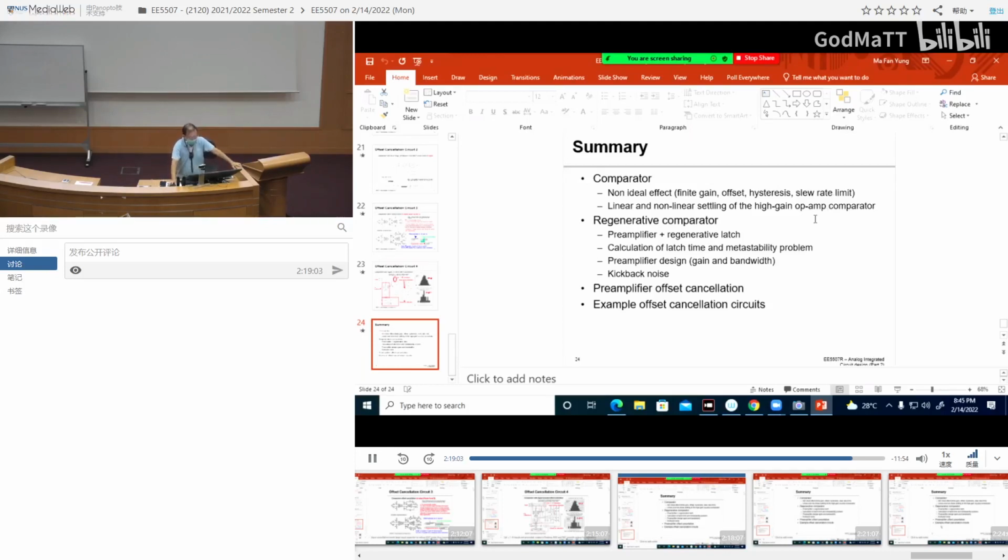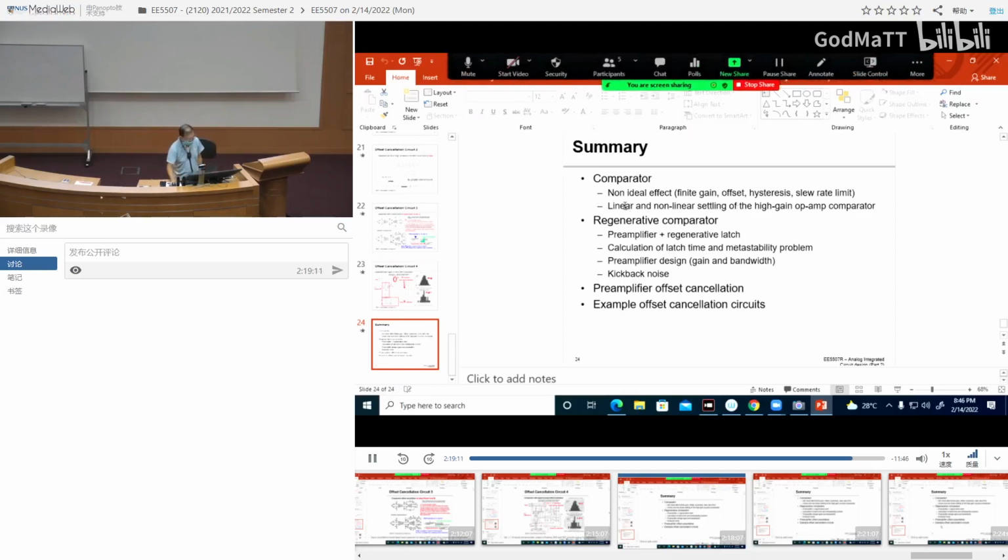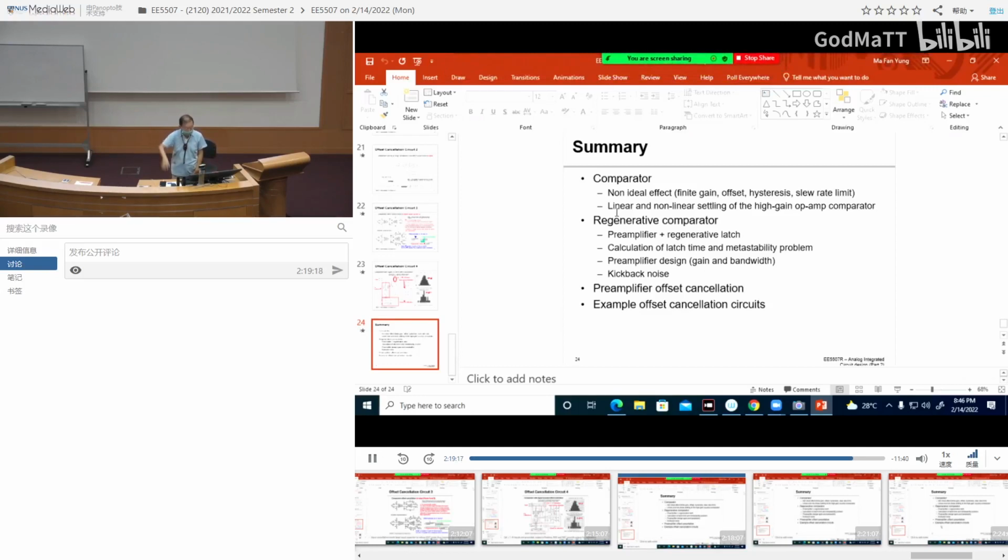And then we talk about the settling behavior of the op-amp comparator: the linear settling, which is due to the single pole bandwidth, and the non-linear settling due to what?